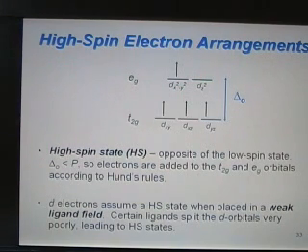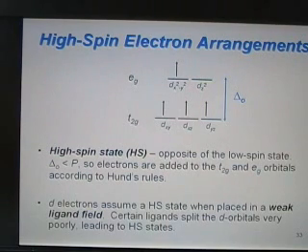D electrons take this high spin arrangement when placed in a weak ligand field. Some ligands split the d orbitals on a transition metal cation very poorly and always lead to this high spin state.